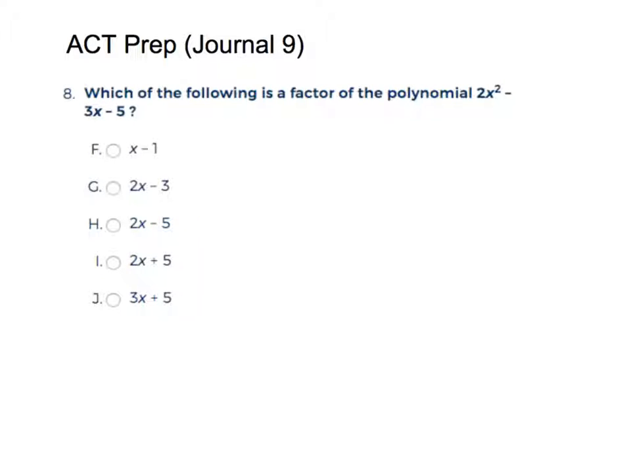Okay, so for our bell work today, we're going to have an ACT prep problem. This is Journal 9 if you want to label your journal. We have this polynomial, and it wants us to factor it. That just means, can you take 2x squared minus 3x minus 5 and put it in parentheses, finding the numbers that go in each one? Can you put this polynomial in factored form?